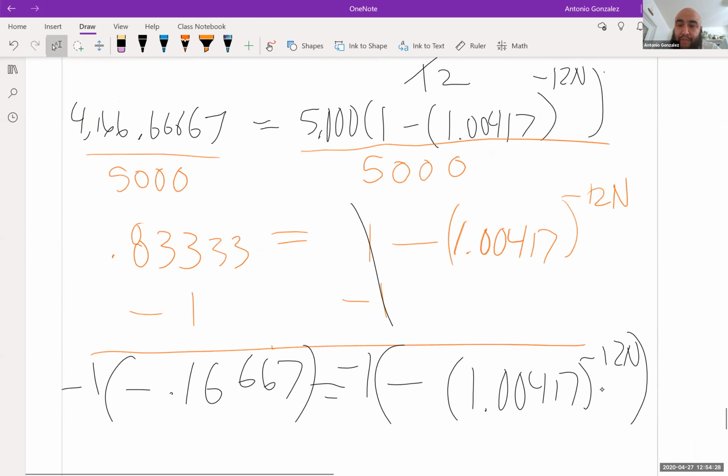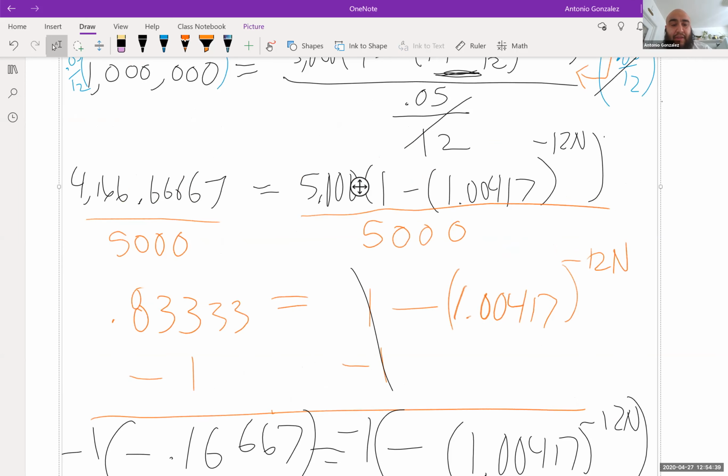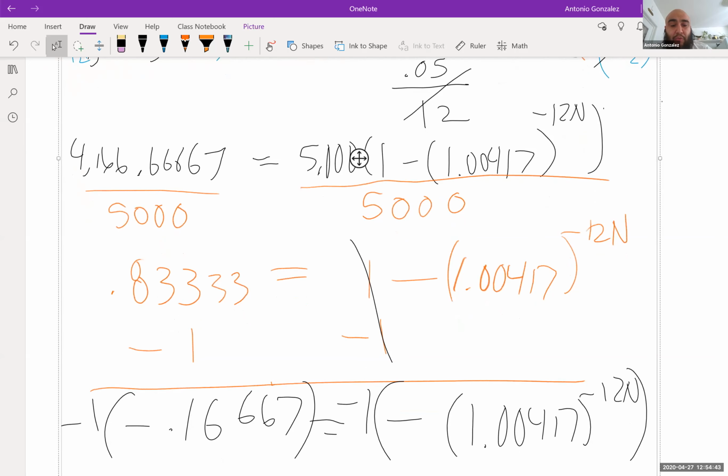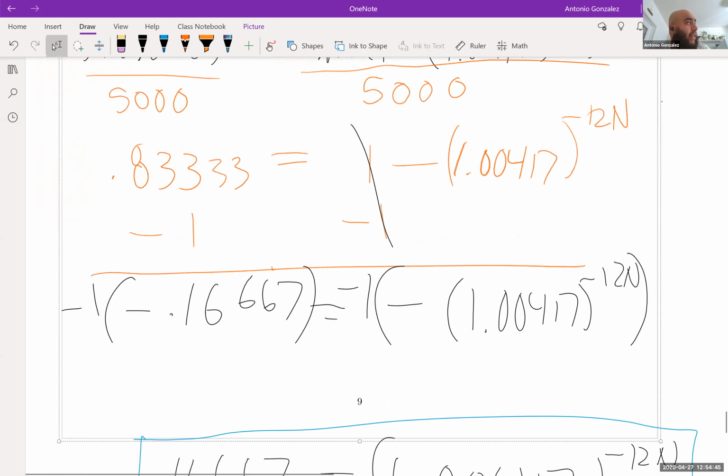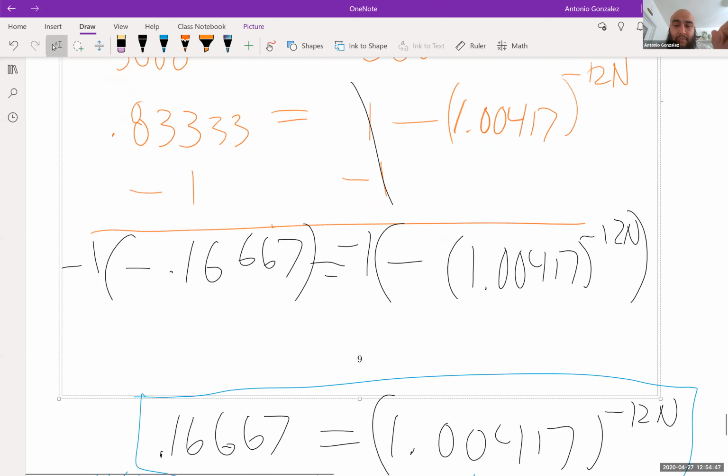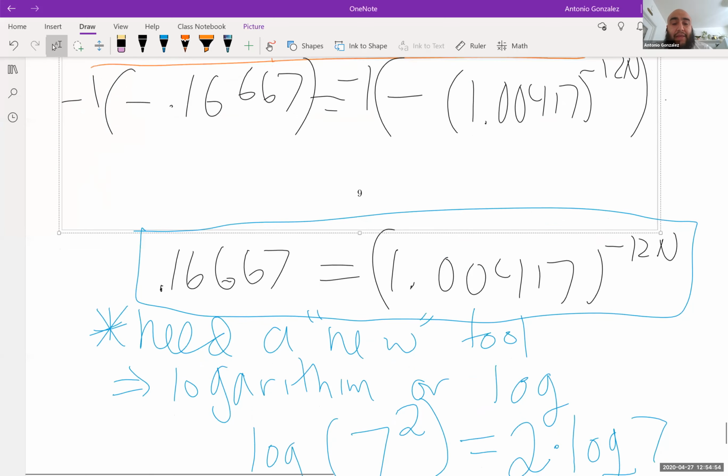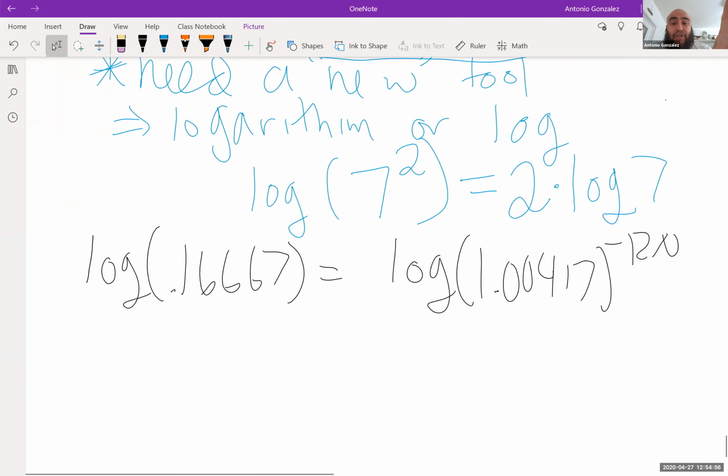That came from up here, subtracting 1 from both sides of the equation. So it came from our first division of 5,000. Then that gave me 0.833, and then to subtract 1, and that's where that came from. Okay. All right. Any other questions so far to this point here?